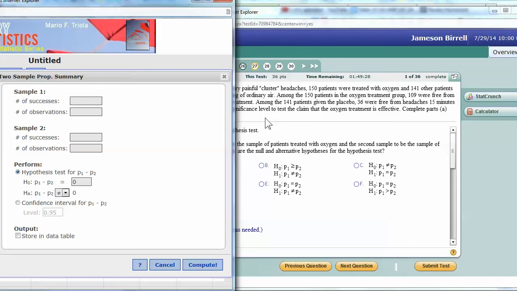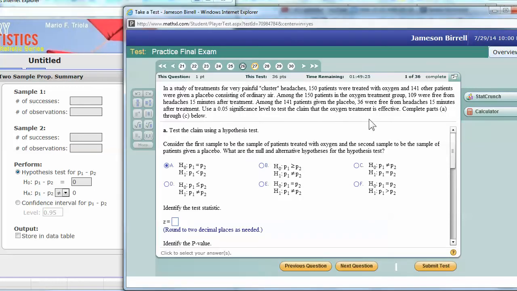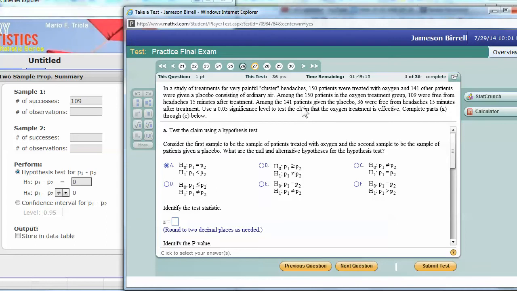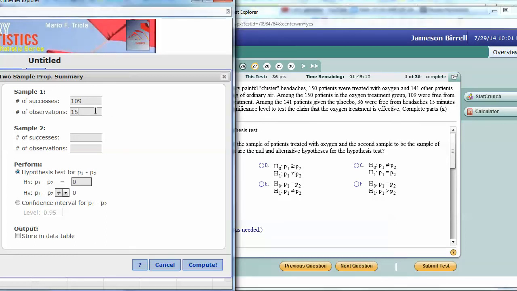For the treatment group, 109 were free from headaches 15 minutes after the treatment. 109. How many of them actually took it or were involved? 150. For the next set, 36 were free from headaches out of a group of 141.